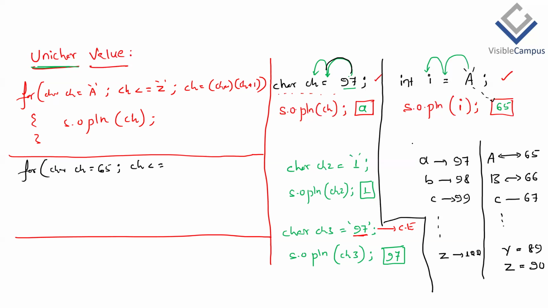Yeah, so this is called ASCII or unique value conversions. These are the unique values. If it is 65, then capital A. Or if it is 90, capital Z. Like that. Now here we started with what? 65. Where does it have to end? Less than or equal to 90. Now this time, ch equals ch plus 1.